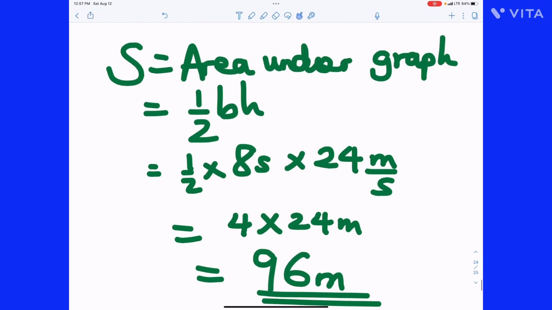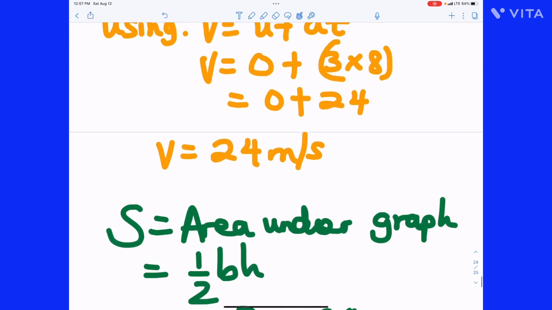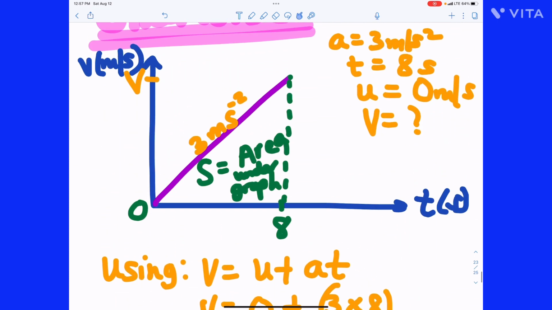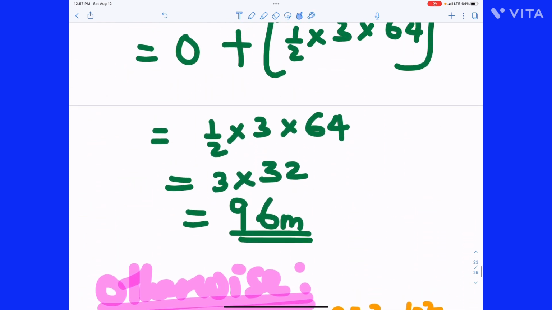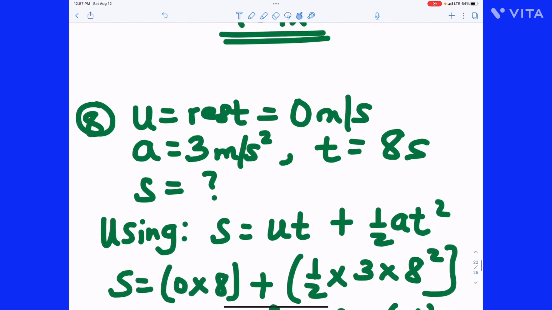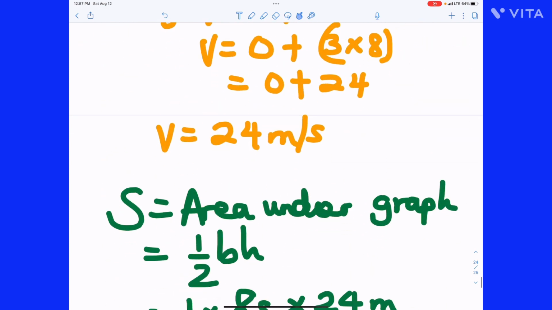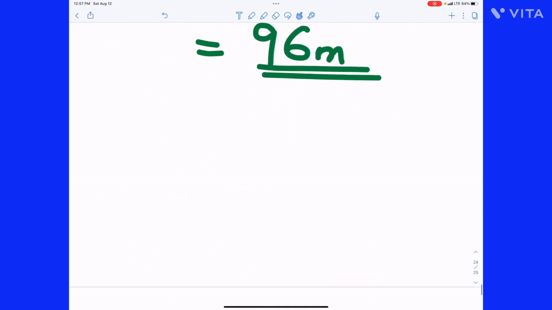Can you see what I just did here? I used the area under the graph to calculate my distance, and sometimes you can use the formula. Any one you choose is correct. Let's go to the next question.